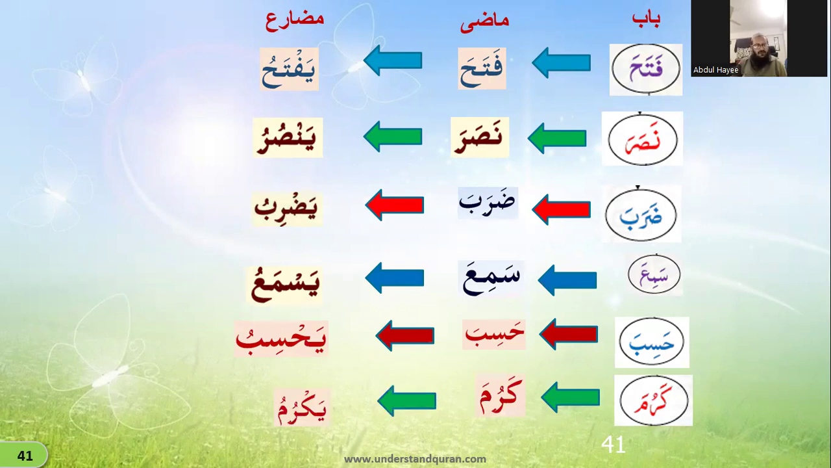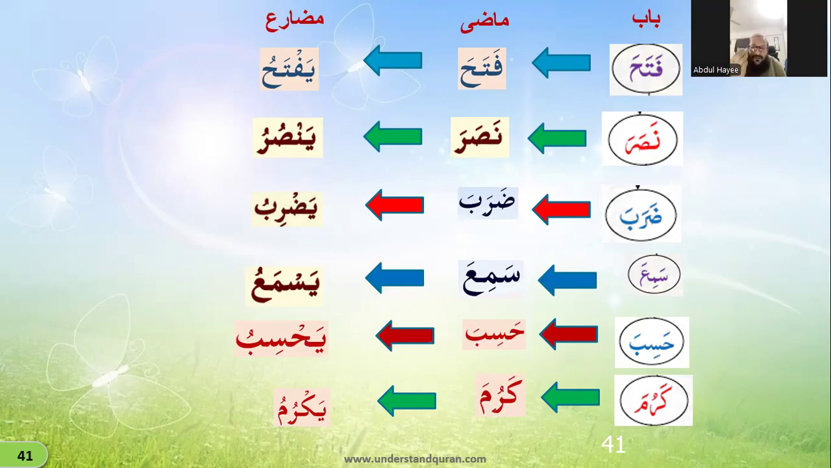So it's very easy to memorize them. How? If the madi and mudari ain kalima are both fatha, the bab is Fataha. If both are kasra, the bab is Hasiba. If both are dhamma, the bab is Karuma.